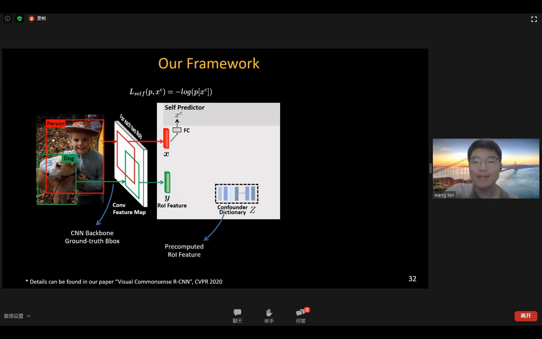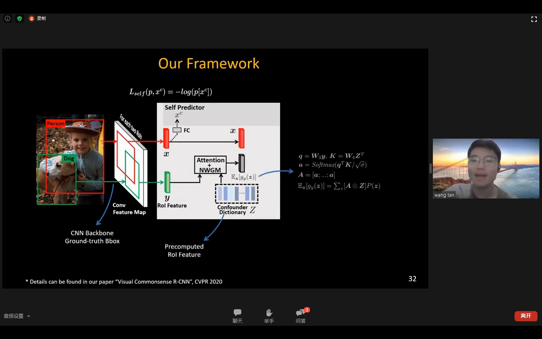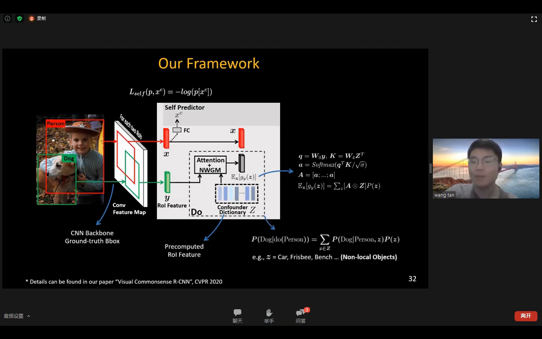First, we maintain a pre-computed confounder dictionary Z, and each entry z_i is the average ROI feature of the ith category in the dataset. Then, with the help of the confounder dictionary, we can compute the expectation of Z using attention and NWGM approximation. This operation is a dual expression in CV. Please note that it is quite different from the context-based models. With the help of confounder Z, we actually borrow non-local objects, even not in this image, to help the confounding. Finally, X and the expectation of Z would be combined to do the context object prediction.